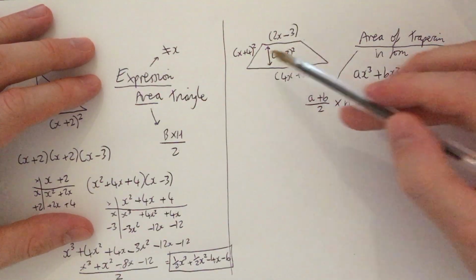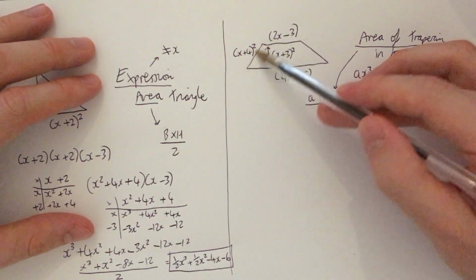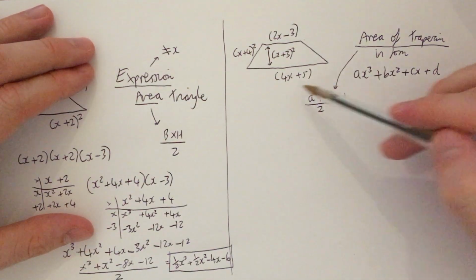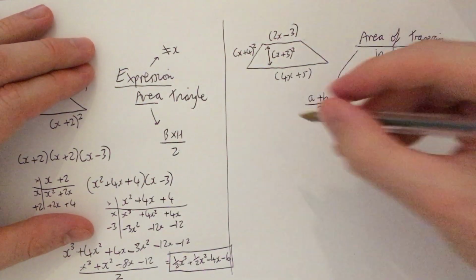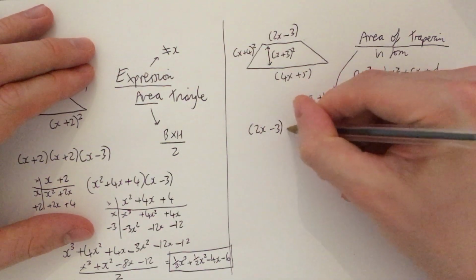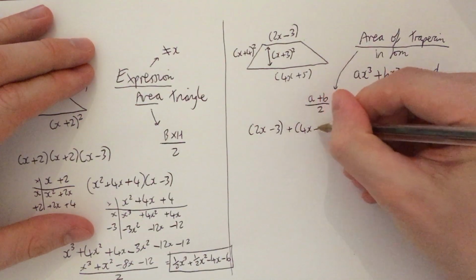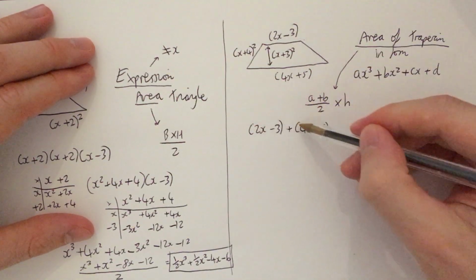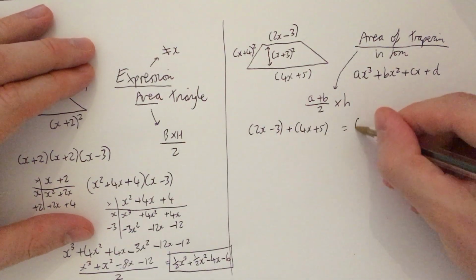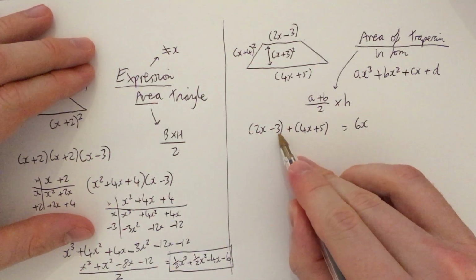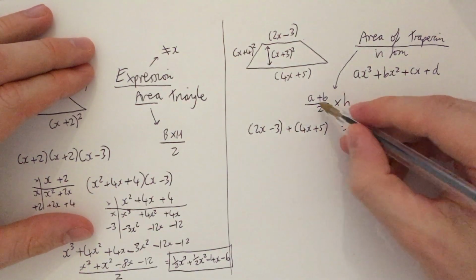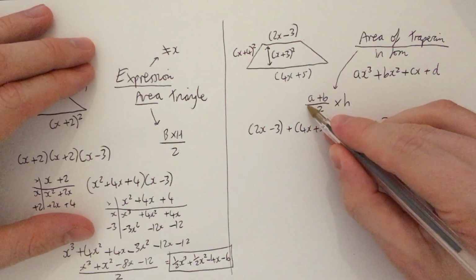So the irrelevant bit of information here is that. It doesn't help us at all to find the area of a trapezium. So let's just quickly do that now. A plus B. So I'm going to add them together. So 2x minus 3, add 4x plus 5. Don't do anything silly here by trying to expand the brackets. We're adding them. So 2x plus 4x is 6x. Negative 3 plus 5 is plus 2. That's our A plus B. I'm now going to divide by 2.